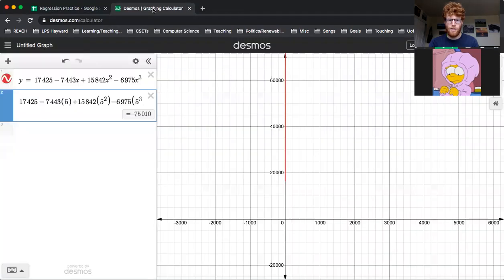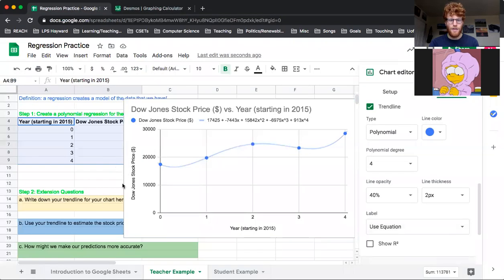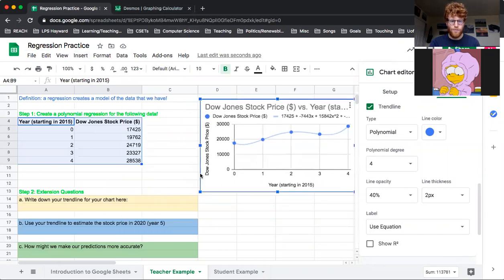I've inputted the equation carefully, and here's that first equation. So here's my graph. It looks kind of wonky, but we're going to ignore how it looks because all we care about is that it's in here nice and clean. What we're going to do with that information is start to answer some of these questions. So the extension questions is what we're going to look at now.